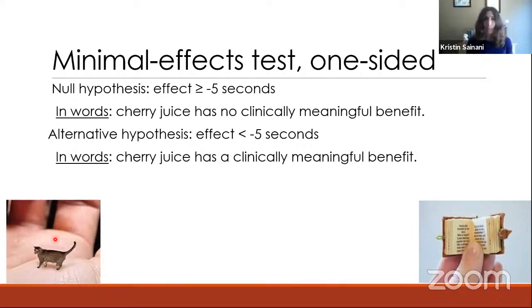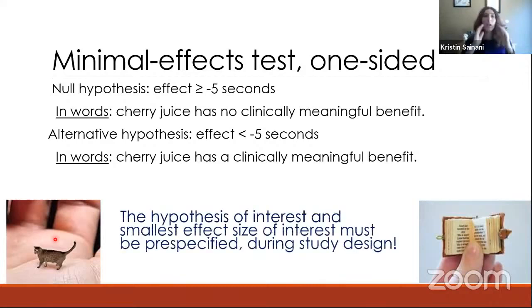meaningful benefit. Now, of course, you don't decide what your hypothesis is and what your smallest effect size of interest is after the fact, after doing the study. You would set up your study with a minimal effect of interest in mind, with doing a minimal effects test in mind. So you set this up before you do your study.